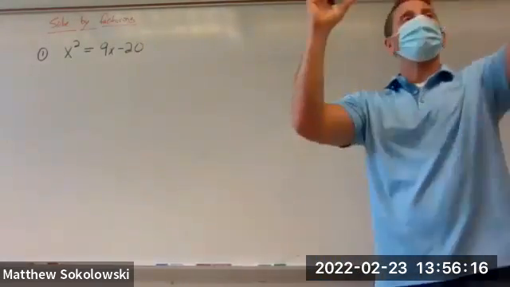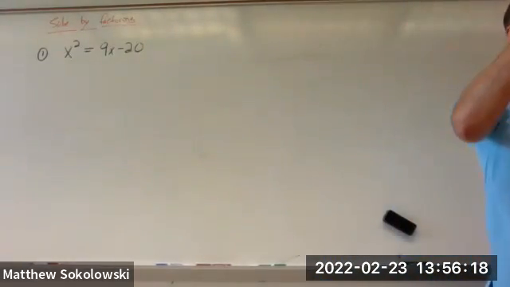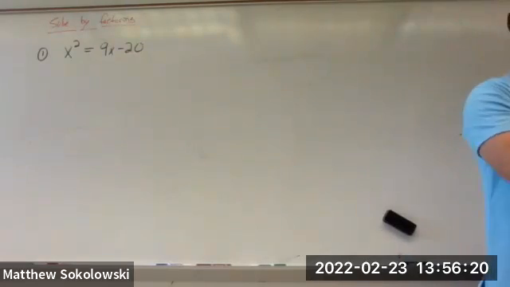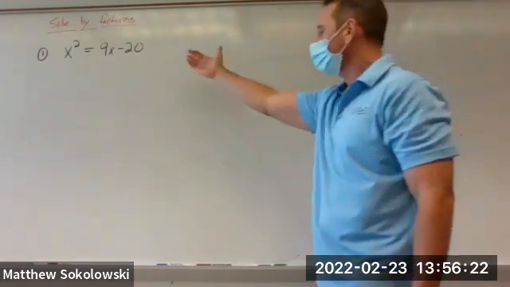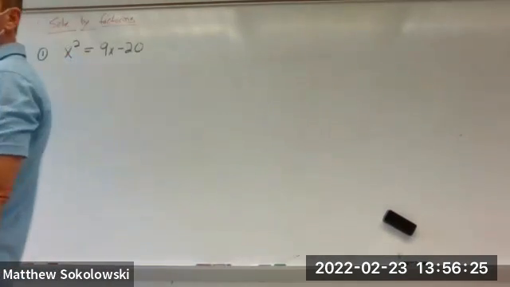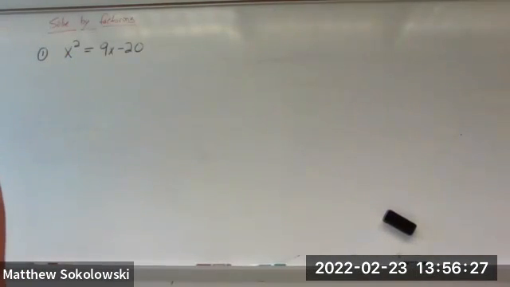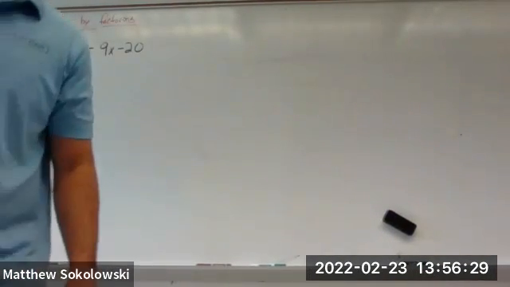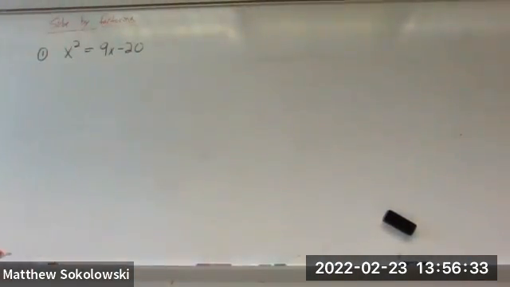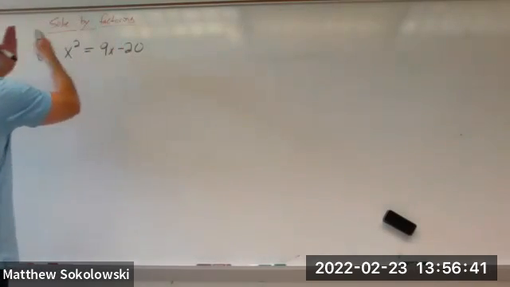Okay, once we have it set equal to 0, now we can factor it. We can set our factors equal to 0 and solve those little equations. So what are we going to do to make this equal to 0? Subtract what? Add what? Okay, and now we're going to take the 9x and the 20 and move it to that side.